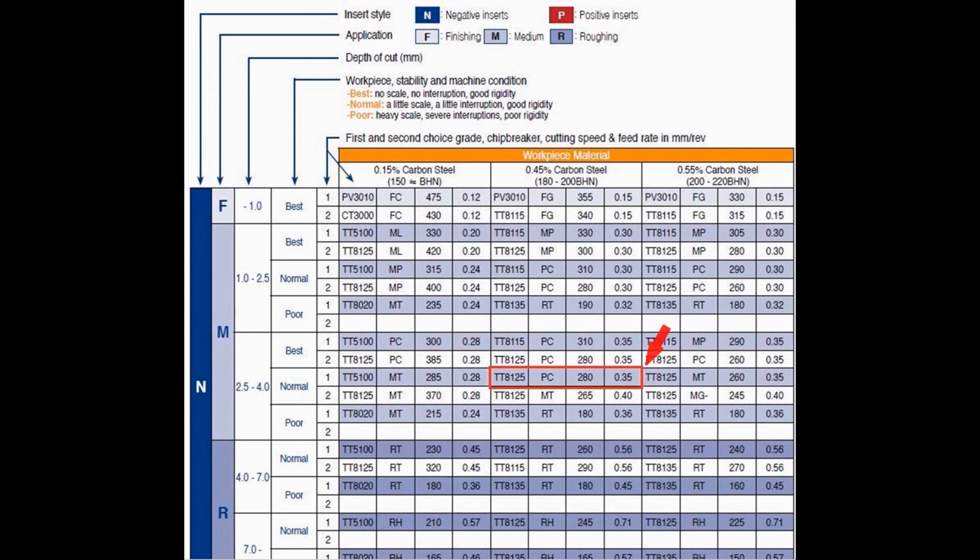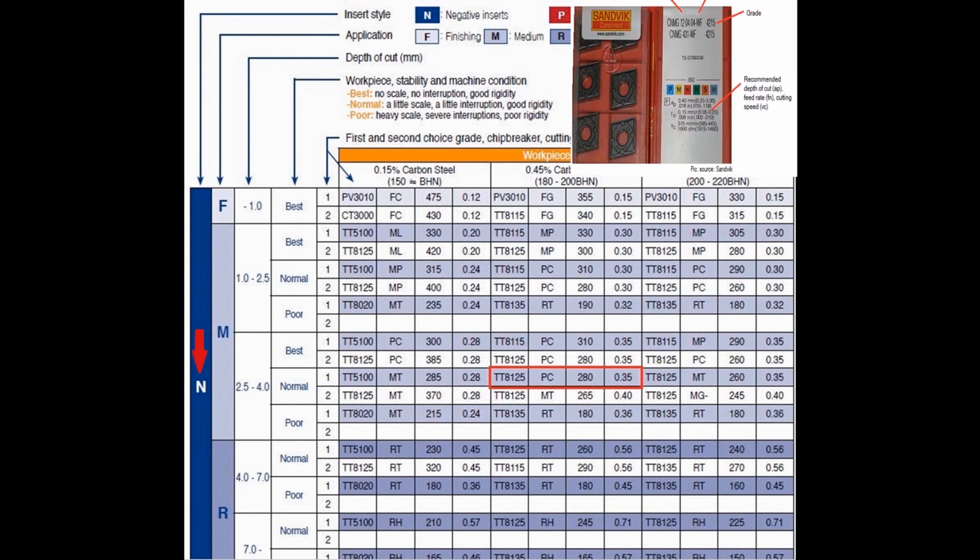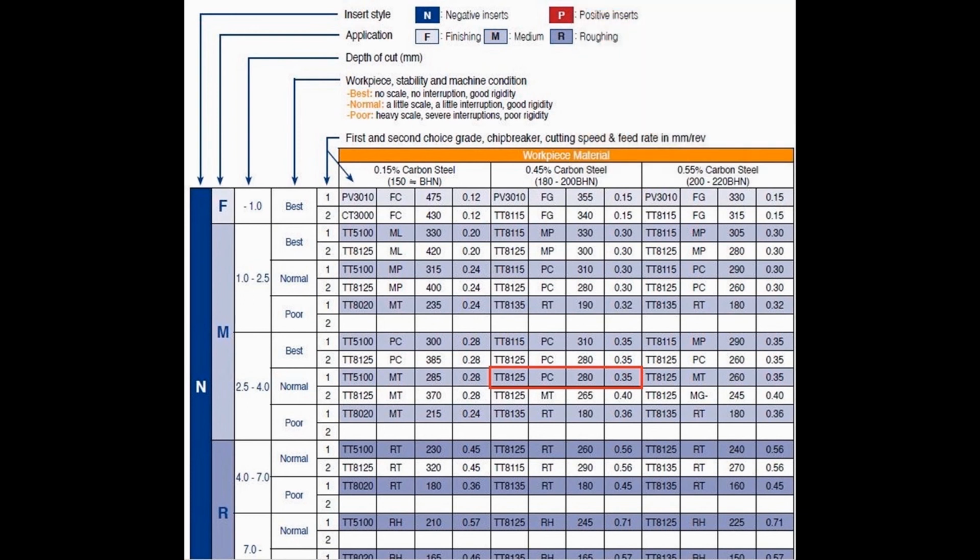The highlighted rectangle on the chart shows an example for cutting 0.45% plain carbon steel. We want to use a negative insert, do medium machining with a depth of cut of 3 mm, and the machine and workpiece stability are normal. We therefore use an insert of TT8125 grade with a PC chip breaker, a cutting speed of 280 meters per minute and a feed rate of 0.35 millimeters per revolution.